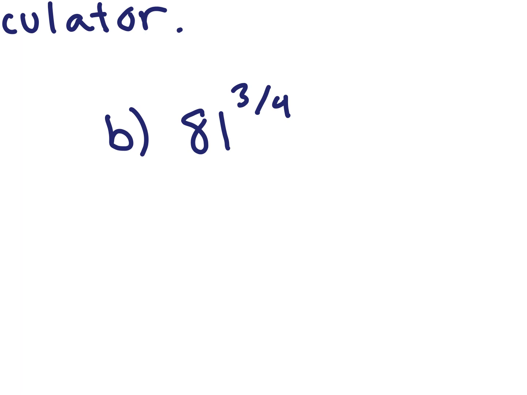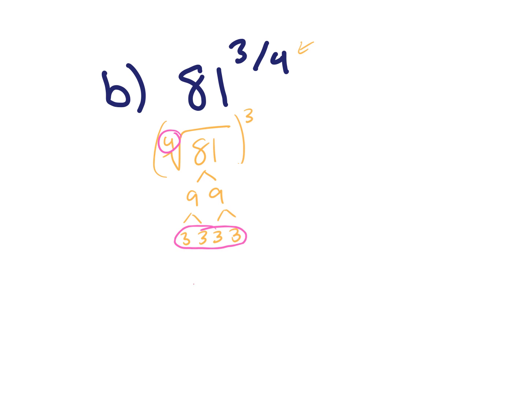So what's my index here? 4. So I'm looking for the 4th root of 81 to the third power. So don't forget about the exponent. What are 2 factors of 81? 9 and 9. 2 factors of 9. 3 and 3. I'm circling groups of how many? 4. Groups of 4. Do I have a group of 4? Yep, I got 4 of a kind with my 3's. So it means a 3 can come to the outside. But I can't forget about the exponent. What is 3 to the third power? 27.